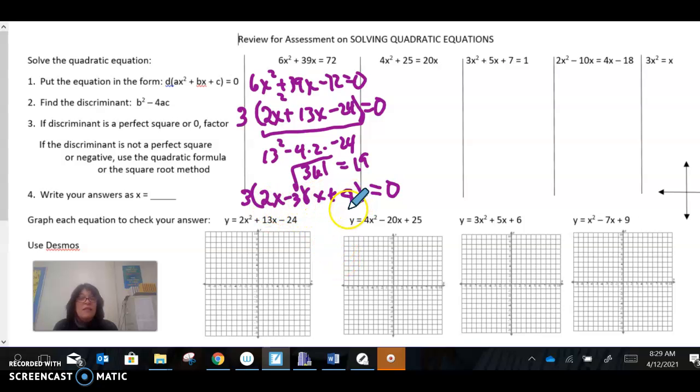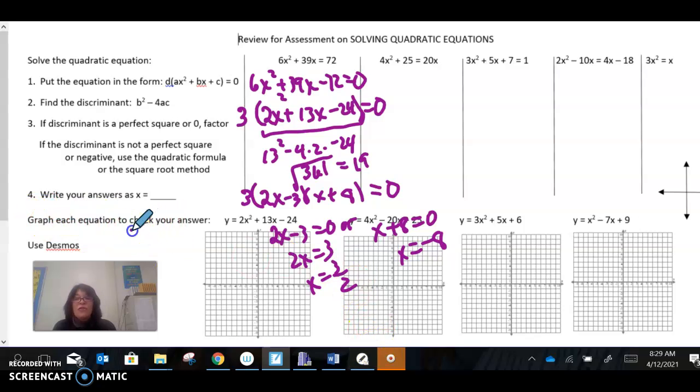Now I set each of these equal to 0. 2x minus 3 equals 0. Or x plus 8 equals 0. Add 3 to the other side, divide by 2, I get x equals 1.5. Subtract 8, I get x equals negative 8. Those are the 2 answers to the first one, okay?